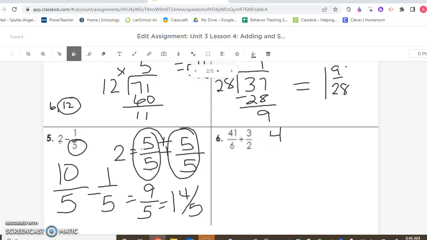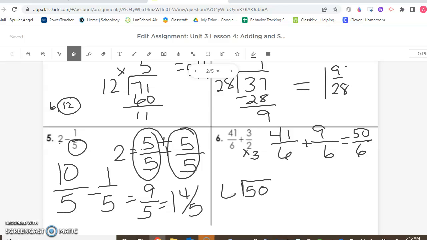This one I can keep the 41 over 6 because I can easily change 2 into a 6 by multiplying it by 3. And that's going to get me 9, which is going to get me 41 plus 9 is 50 over 6. So I'm going to say 50 divided by 6. 6 goes in there 8 times 6 is 48. Minus it, you get 2 left over. So I'm going to have 8 and 2/6. I'll simplify it more by dividing both by 2. I'm going to get 8 and 1/3.